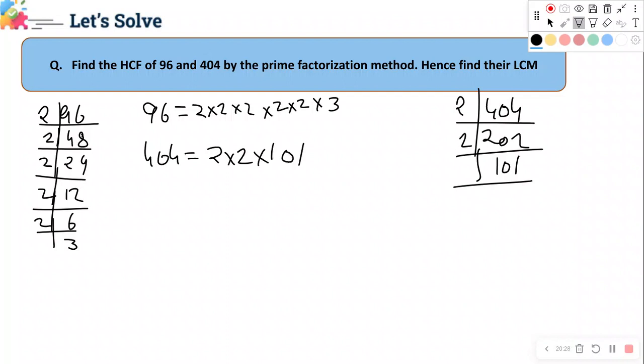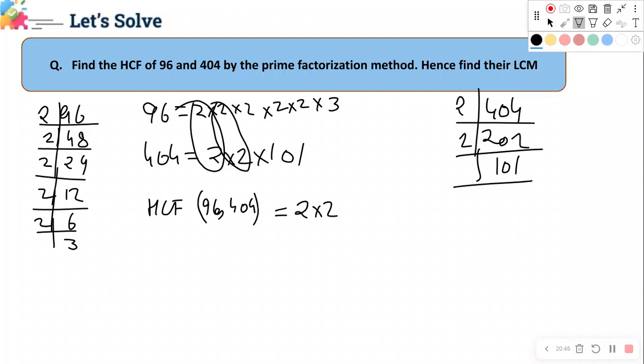Okay, now let's find the HCF. As per the question, HCF of 96 comma 404. Common factors again. What are the common factors? Both have 2, both have 2, and nothing else is common. So HCF will directly become 2 into 2 that is equal to 4. How many highest common factors are there in both? 2 is repeating 2 times. So 2 into 2, 4, that becomes your HCF.